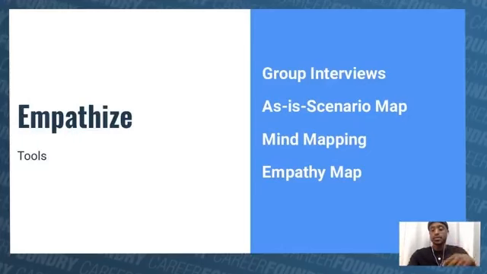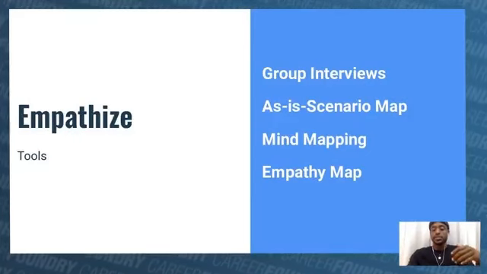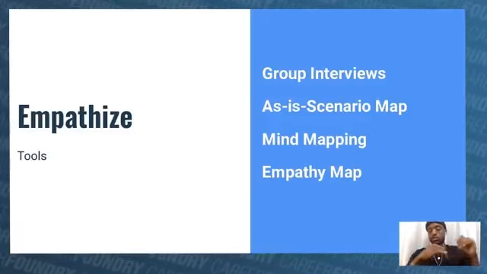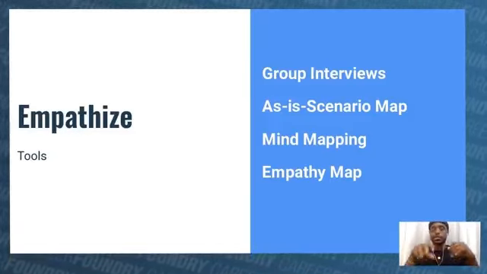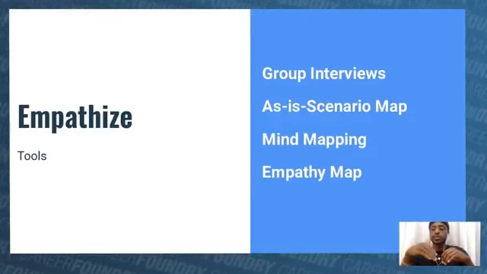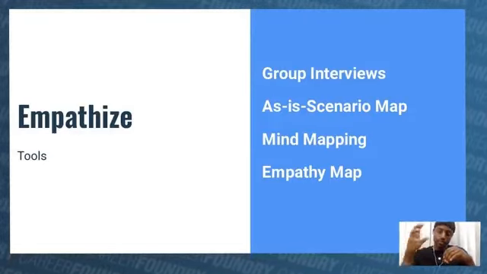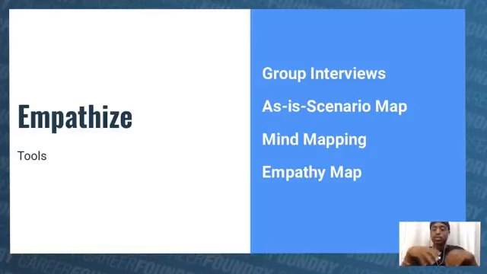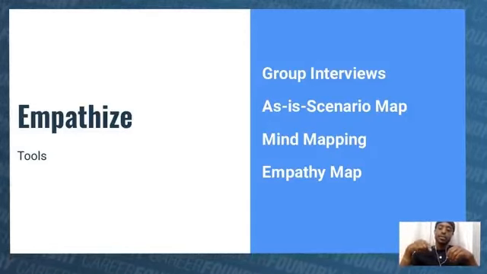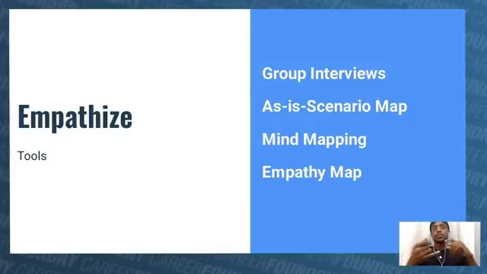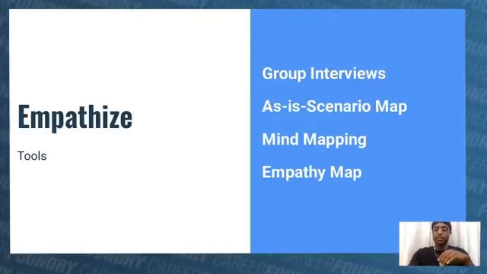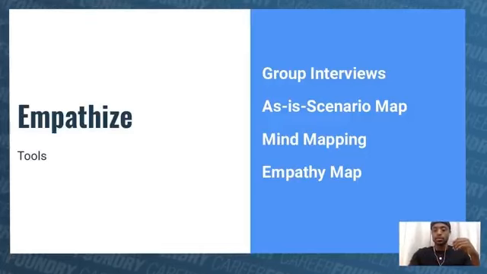So the tools for this phase, for the empathize phase, these are just a few. There are several, but you can do group interviews. You can do as-is scenarios, and this is IBM's tool. So what you do is you map out what the user is currently experiencing, like step by step. Mind mapping, where you take a general concept and you trace the terms out and connect them. Empathy mapping, where you figure out what the user is thinking, feeling, and doing. And you have the user in the center. It's like a quadrant. You have seen empathy maps before.